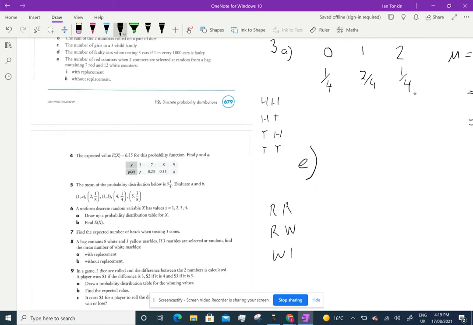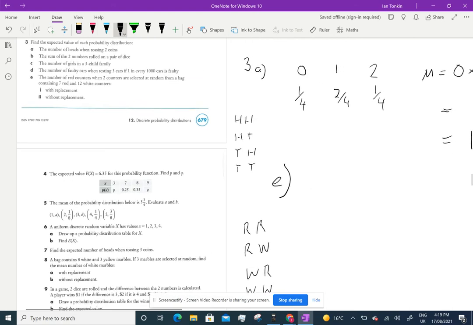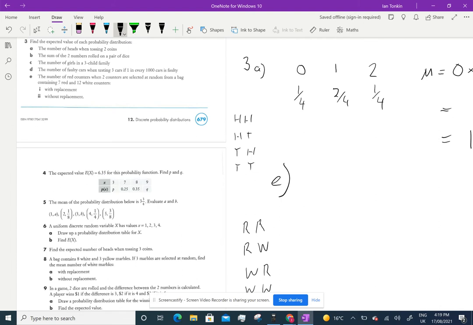I can get a white and a red, or a white and a white. So what's the probability of each of these? This is going to be a bit harder because I have to work out the probability of what can happen. So to get a red and a red, and first of all, we'll do with replacement. Well, what's the probability of that? That means I get a white and a white. And what's the chance of getting a white and a white? Well, there are 19 counters. So 12 on 19.